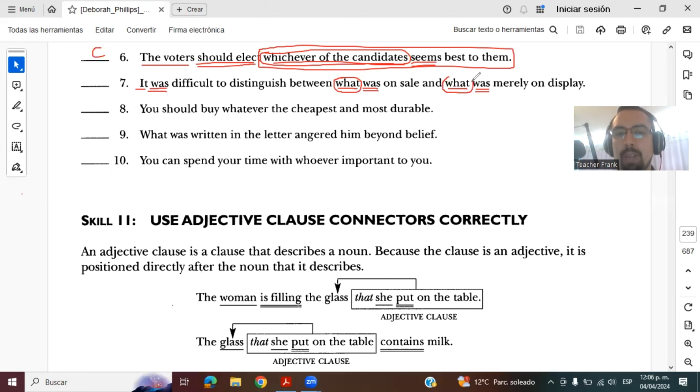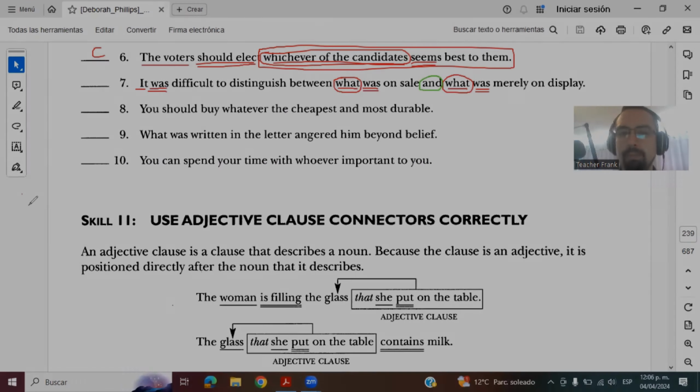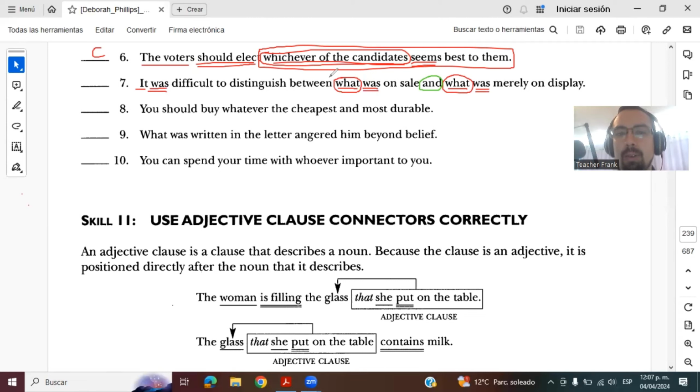Now we could say, well, if we have 2 connectors, 3 verbs, so far so good, right? But in this case, we have another connector, right? We could say this and is going to be my connector. It's going to be connecting what was on sale and what was merely on display. So in this case, that can work. It's going to be okay. And we can say it was difficult to distinguish between this and that, or between it, right? The whole thing. That's going to be my noun clause.